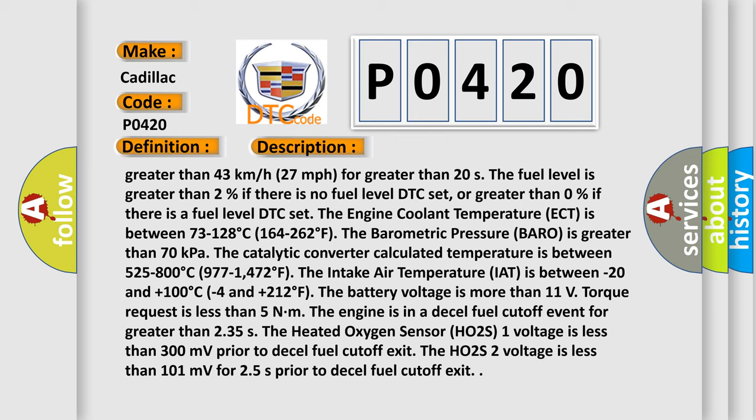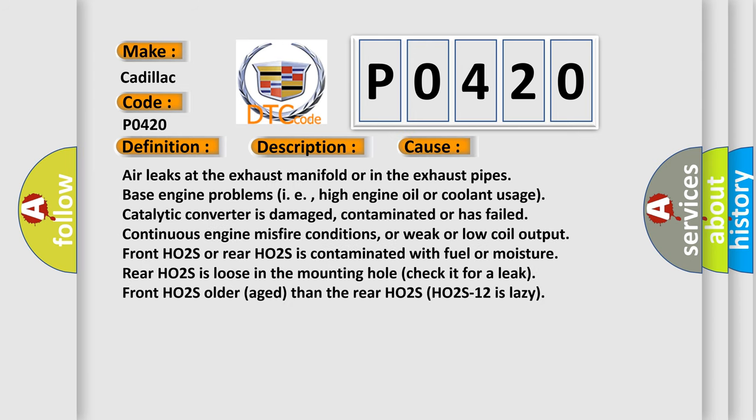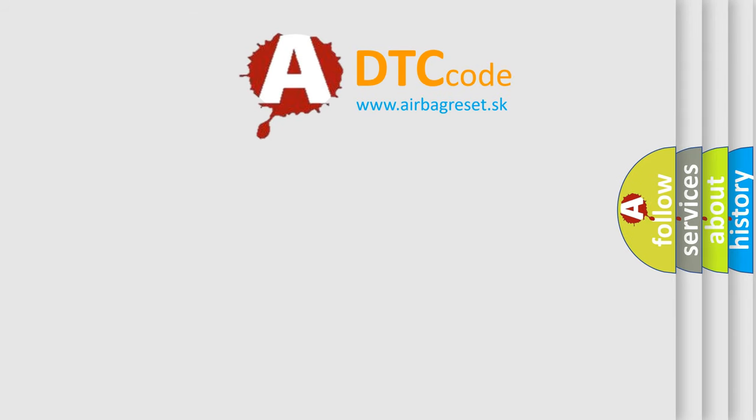This diagnostic error occurs most often in these cases: air leaks at the exhaust manifold or in the exhaust pipes, base engine problems, i.e., high engine oil or coolant usage, catalytic converter is damaged, contaminated or has failed, continuous engine misfire conditions, or weak or low coil output, front HO2S or rear HO2S is contaminated with fuel or moisture, rear HO2S is loose in the mounting hole, check it for a leak, front HO2S older age than the rear HO2S, HO2S12 is lazy.